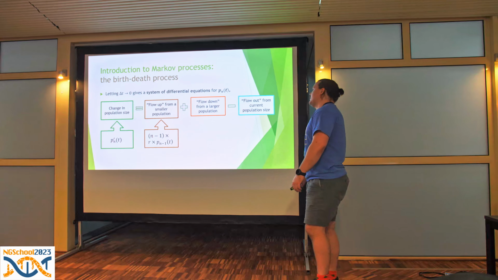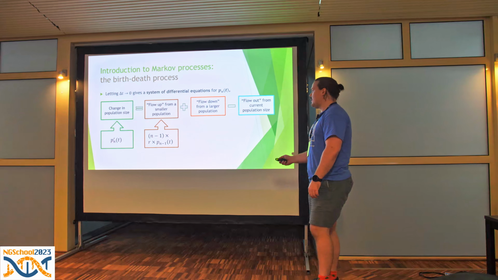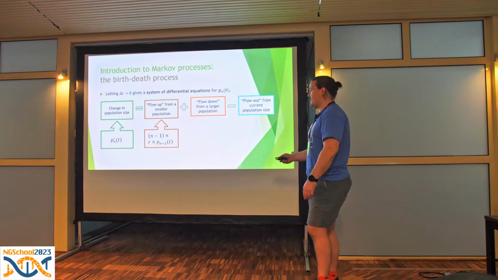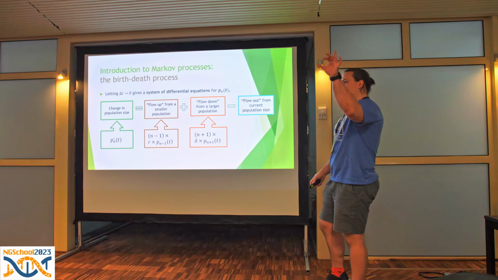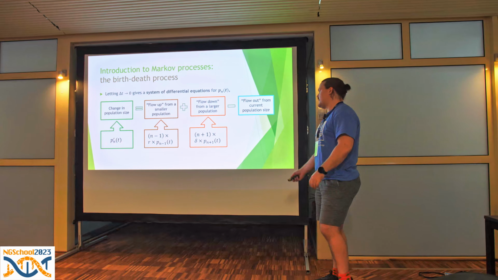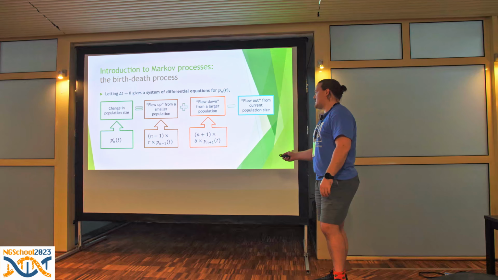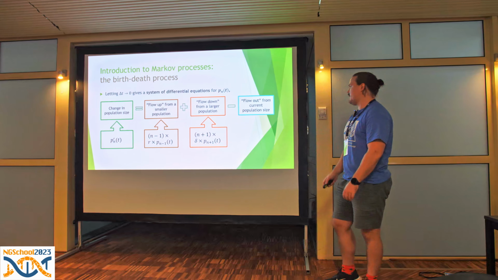This guy here, I can sort of explain. How many cells are there if there are one fewer than n? There is n minus 1. At what rate are they dividing? They are dividing at rate r. And then the probability that there were that many cells is P_{n-1} of t. And from above, it looked exactly the same. We had n plus 1 cells. They die at the rate delta. And then we have some probability that it was n plus 1 cells at that time.